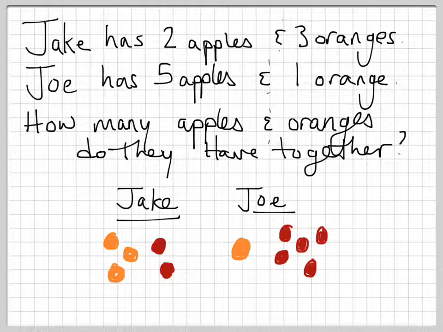Jake has 2 apples and 3 oranges. Joe has 5 apples and 1 orange. How many apples and oranges do they have together? And so you see down below I drew some apples and oranges, and you knew from a super young age that when you wanted to count these, you counted the oranges.